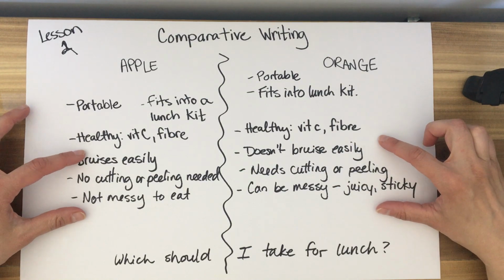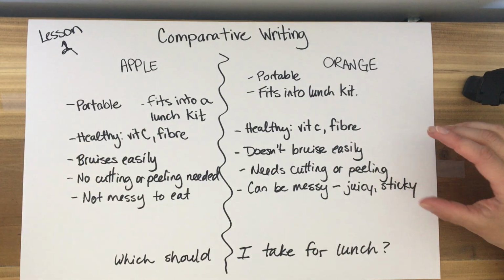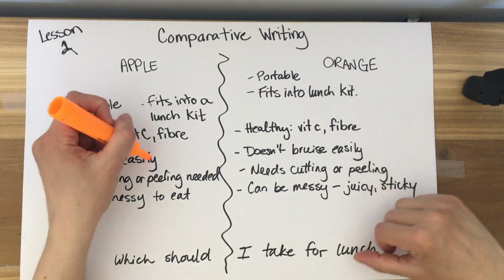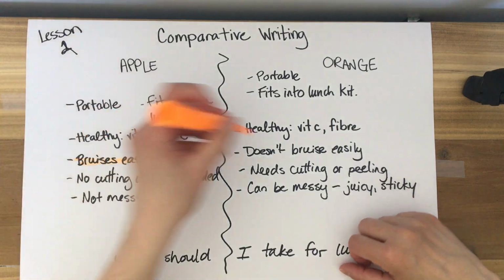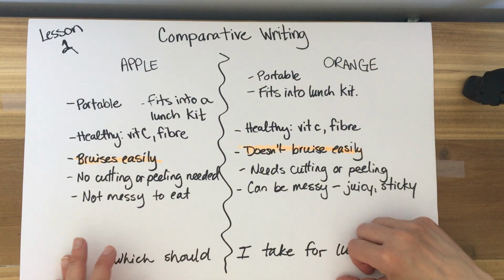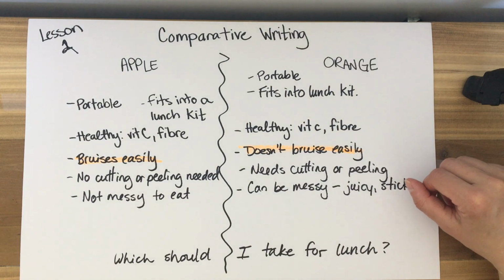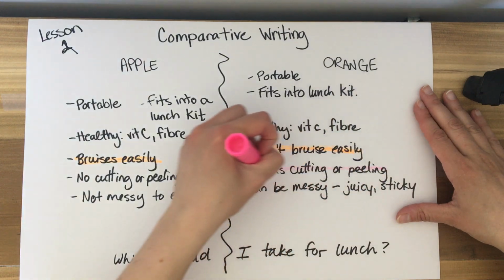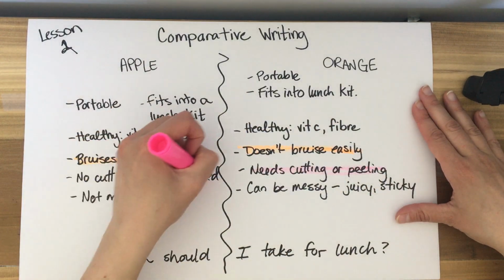So what I'd like to do is just show that in color. So the first kind of difference that I see is the bruisability of the fruit. Okay, so I'm going to put that in orange because they match, right? They go together. The second thing that I see is whether or not you need to cut or peel. We could talk about maybe equipment in this one.